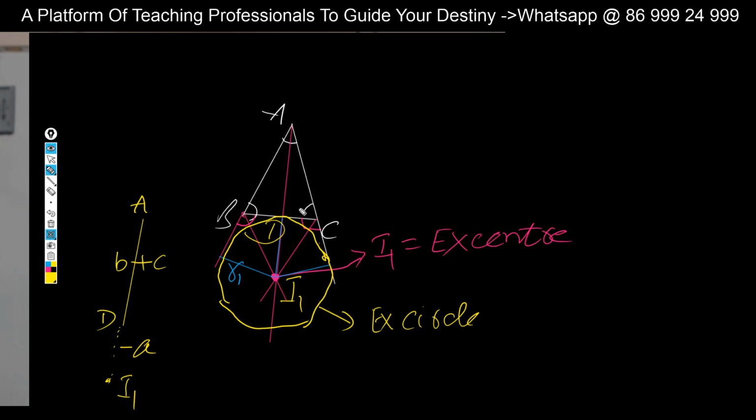If I is dividing it internally and I1 is dividing it externally, then I comma I1 are nothing but harmonic conjugate points, remember. Then can you imagine now what should be the formula for the excenter I1? What is the formula? Can you imagine?